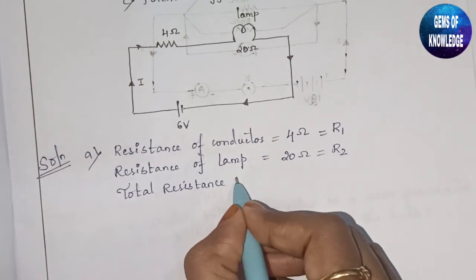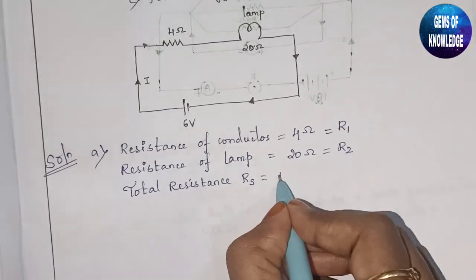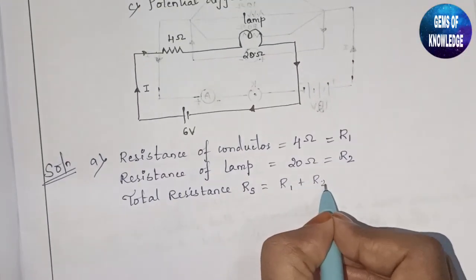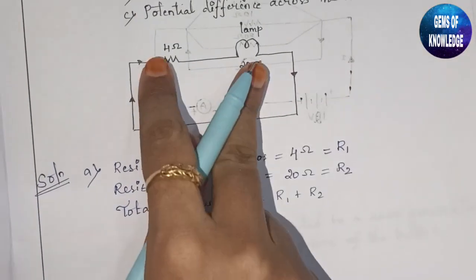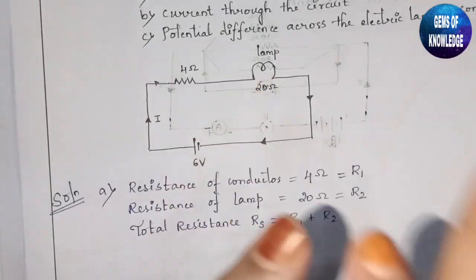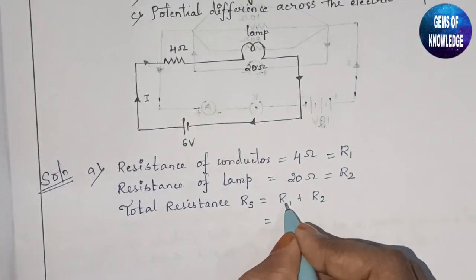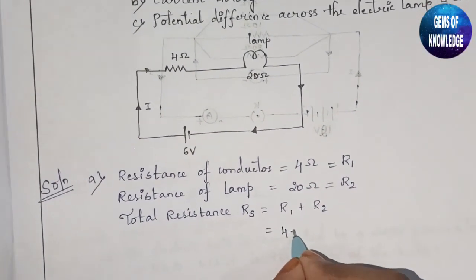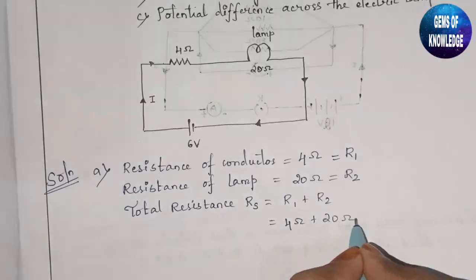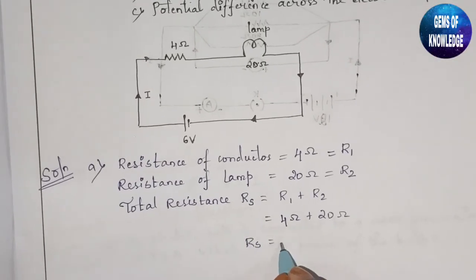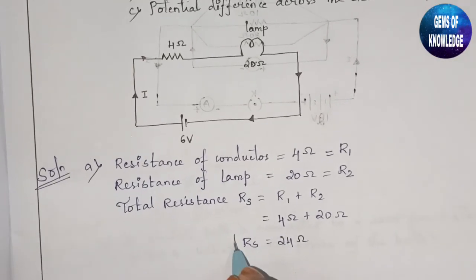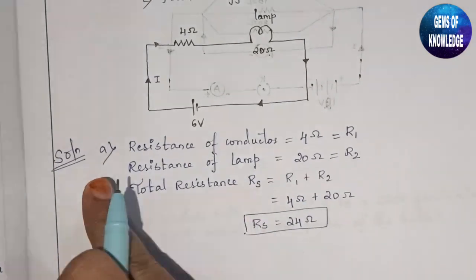So total resistance Rs is equal to R1 plus R2. Why only R1 plus R2? Because there are only two things: one is the conductor and one is the lamp. So R1 is 4 ohms plus 20 ohms. So the answer is 24 ohms. So this is the first one.